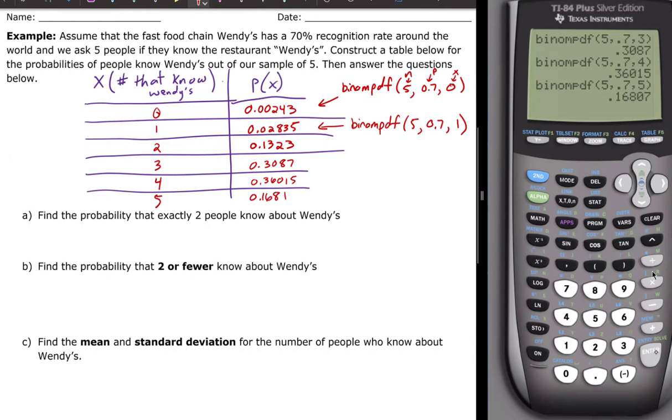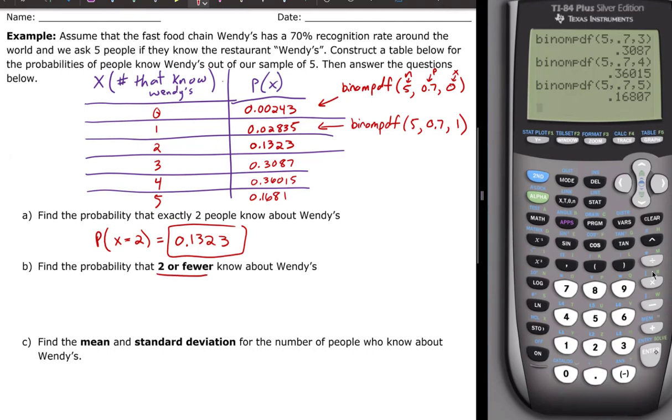Okay, once you get your table filled out, once you keep going down through doing the same method, you can now answer the questions that follow. Find the probability of exactly 2 people knowing about Wendy's. Well, you want to look at your table where X equals 2. And we see that the answer will be 0.1323 on that one.